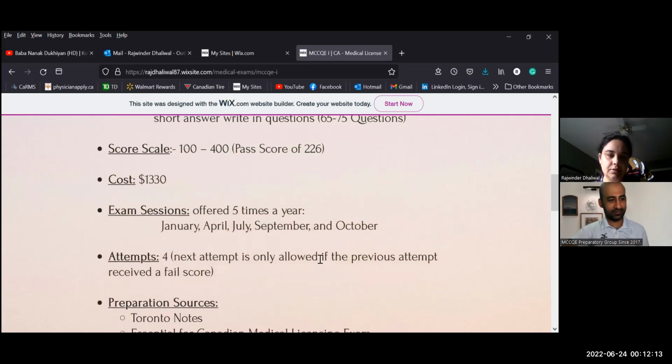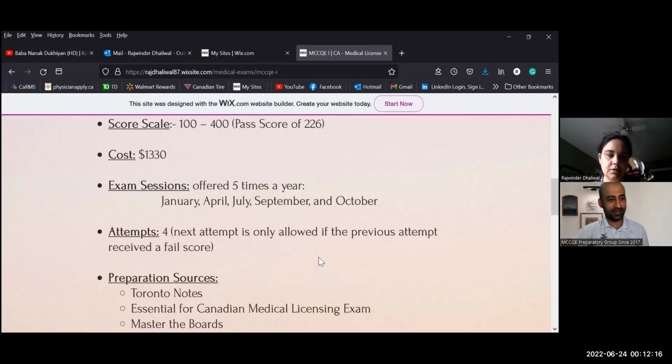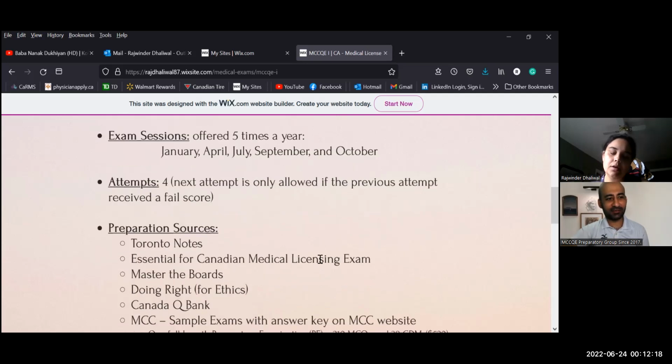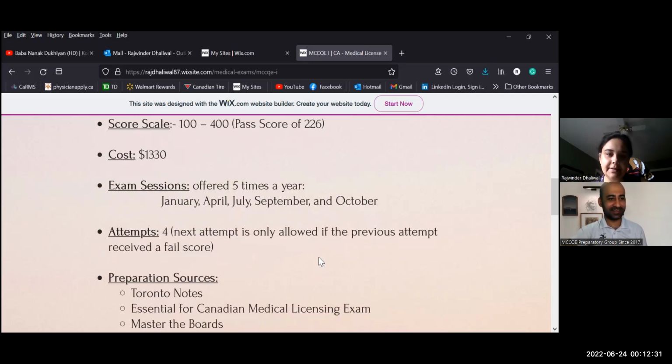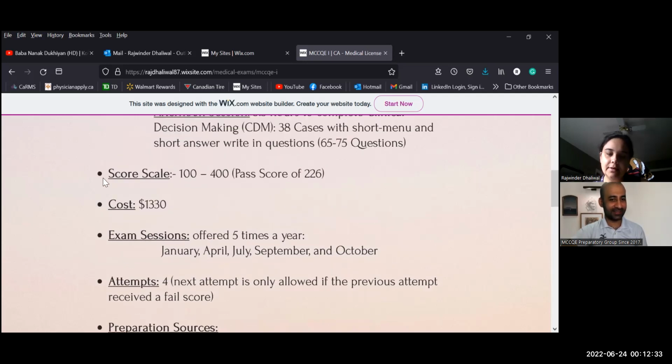And then the cost is 113. Dr. Raj, if I'm not mistaken, the fee has increased to $1,375. I guess that could be right because these are my past notes, and I haven't updated them. I should take a look. Like I said, I think the score scale has changed too. They're using a different method now.